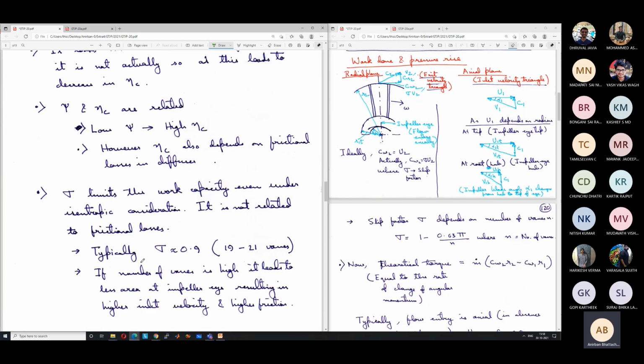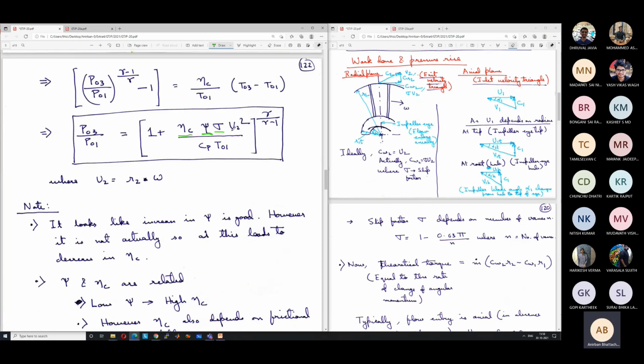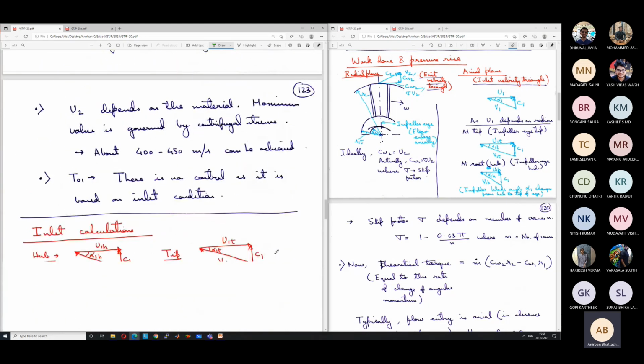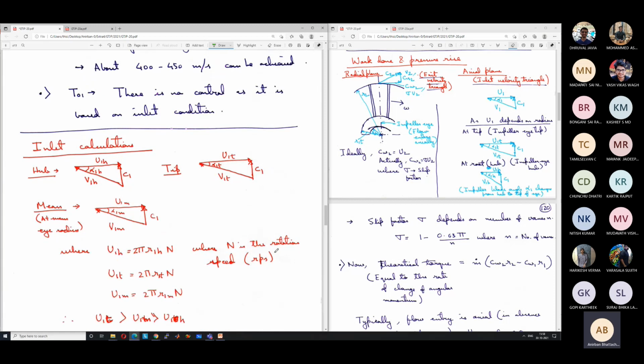And the other factor is T01. We do not have any control over it, because it is the inlet condition. So this is how the different factors influence the pressure ratio. Any questions?